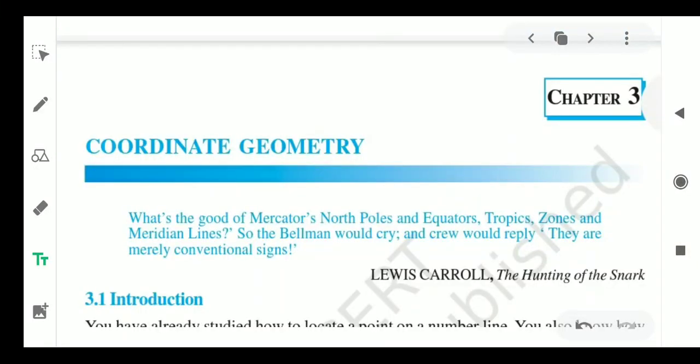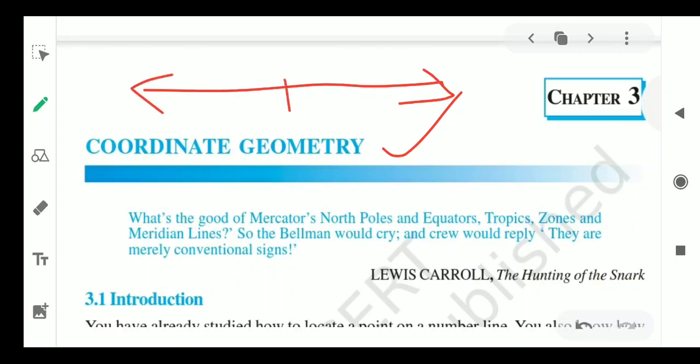So see here, the new chapter is coordinate geometry. Okay, this is the third chapter. In this chapter, already we know the number line. On a number line, we divide like this. This is the number line: 0, 1, 2, 3. Here -1, -2, like that.